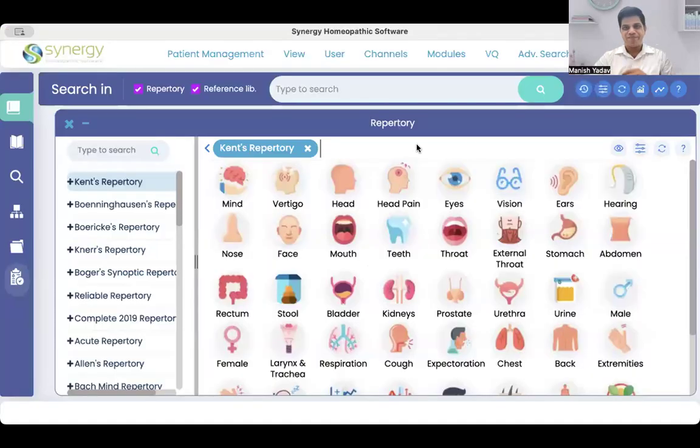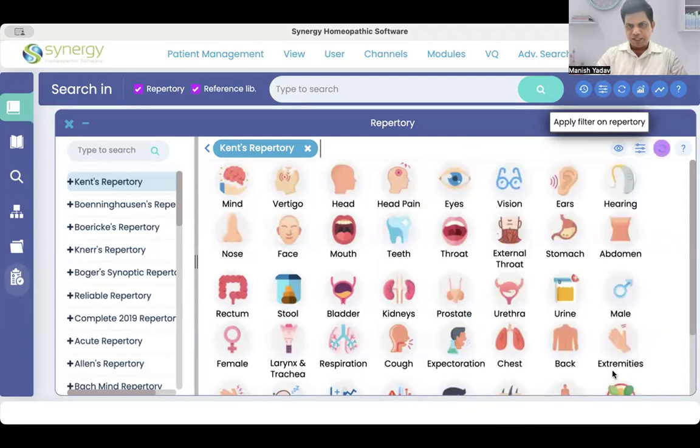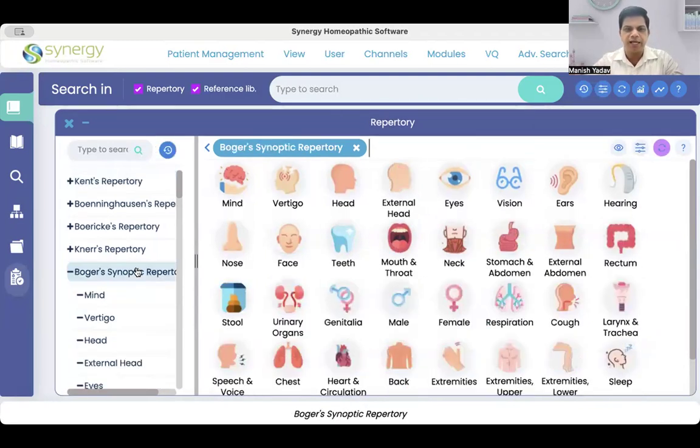So loading repertory, share. I go here and put thyroidinum. This will limit my repertoire to show me only thyroid. So I will take a very simple book, Boger Synoptic Key, and let us go chapter by chapter and try to understand and learn the symptoms of thyroid.